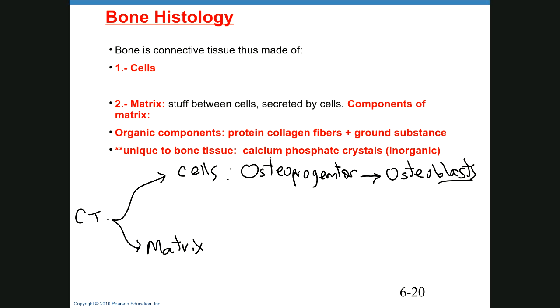Blast meant young. These cells are secreting the matrix of the bone. As they do that, they eventually become trapped in the matrix. When they become trapped in the matrix, they mature into an osteocyte.